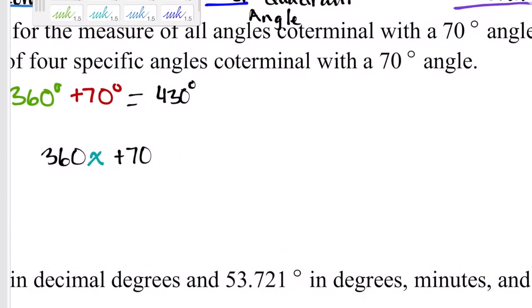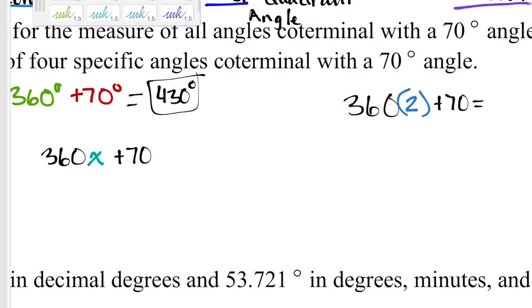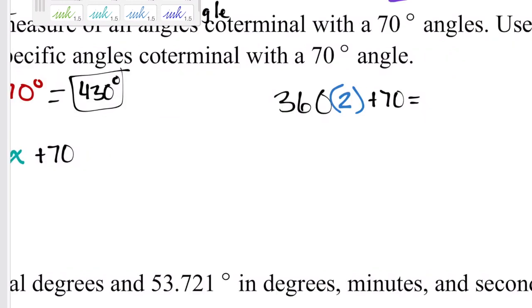So I already found one of them with the 430 degrees by going 360 once. I could go 360 again, so I can multiply that by 2 plus 70, and I end up with 790 degrees.